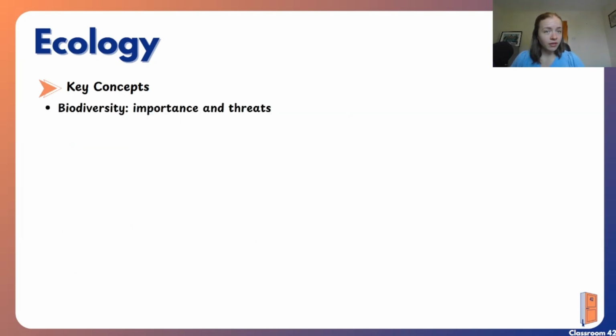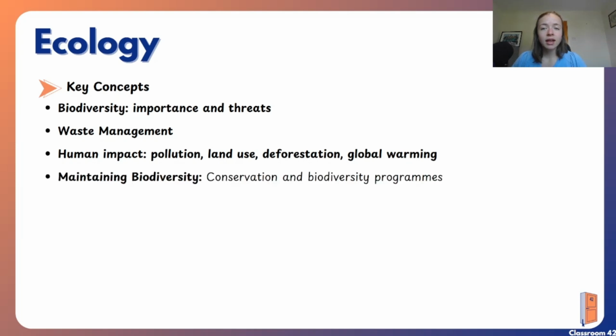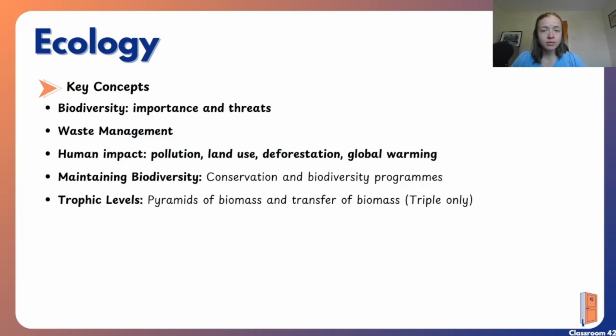And this includes biodiversity, the importance of biodiversity and the threats to biodiversity, how we manage waste, and the human impact on the environment of our activities. So pollution, land use, deforestation and global warming are all key things we need to be able to discuss and evaluate, how we can maintain biodiversity through conservation and biodiversity programs, and then triple science students need to be able to talk about trophic levels.